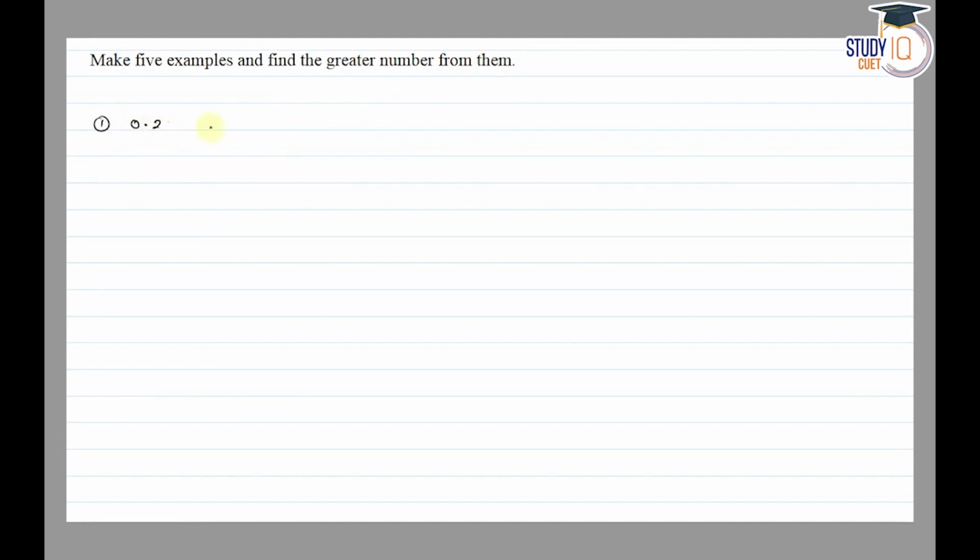0.2 and 0.5. Second 1.25, 3.75. Third 4.9, 11.12.